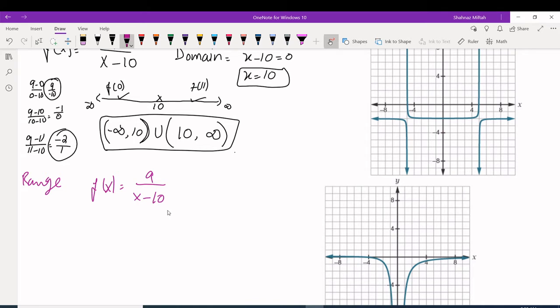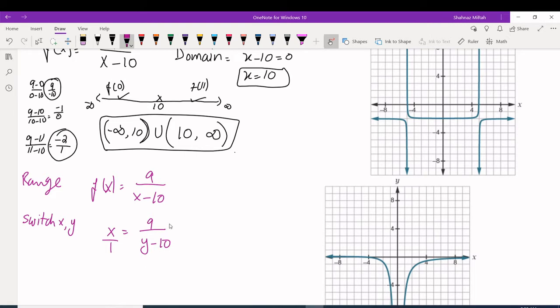For range purposes, again, if it's a graph, I can easily tell, oh, range is the y-axis, I'm going top and bottom. But it's just a rational function. How would I find something algebraically like that? For this purpose, you are going to switch x and y like we used to do for inverse functions. So this is f of x, a y value. I'm going to change this to x. 9 over, this x is going to switch to y. And then I solve this for y.